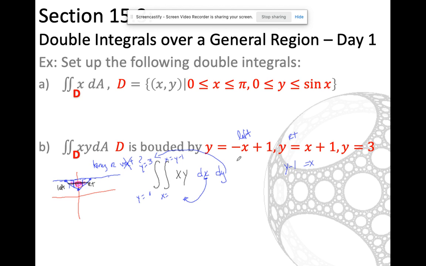And my left function... good? All right, last one.